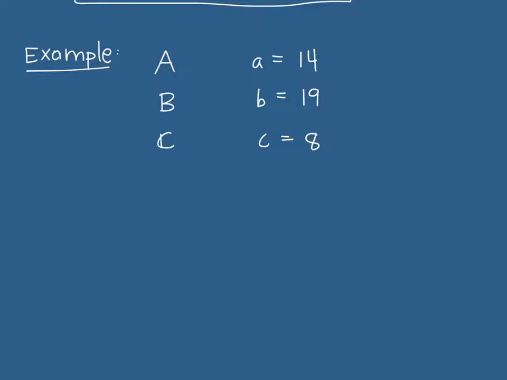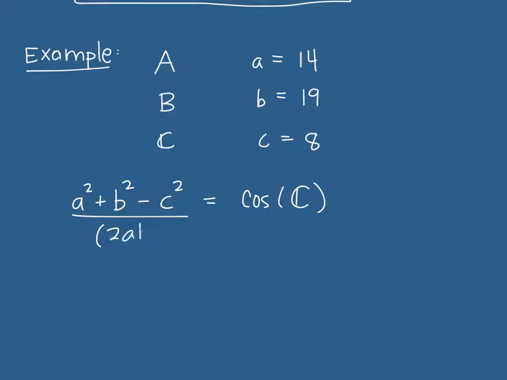You just decide which angle you want to find first. So let's just go with the first law that we had. The first law was a squared plus b squared minus c squared, which means that the cosine of angle C, and the denominator would be 2ab. It really doesn't matter which one you choose here. I'm going to choose it just because I did that one first.